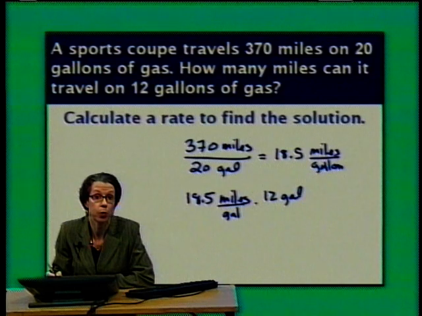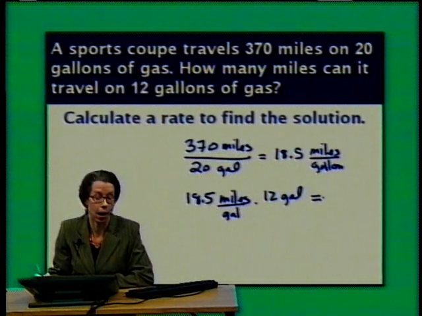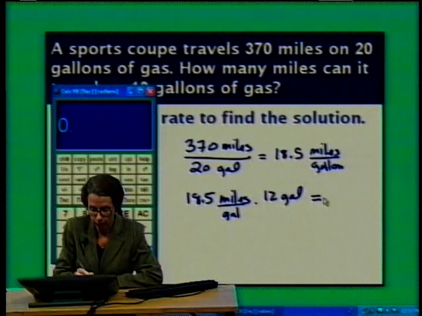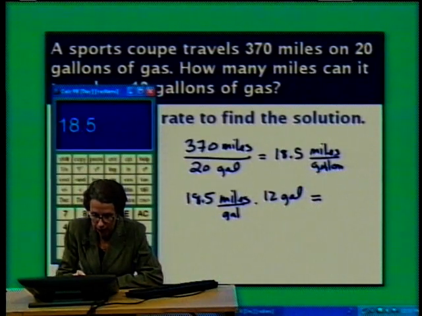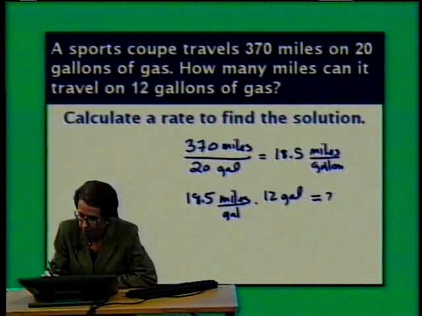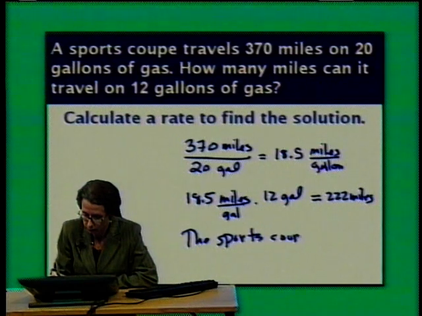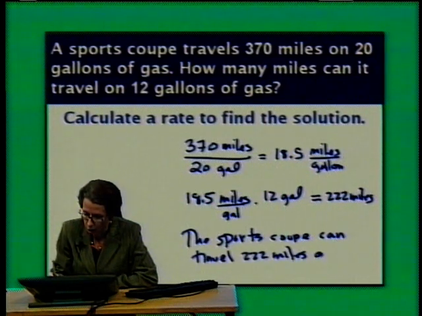Now notice the units will cancel. Gallons over gallons is just 1, and we'll be left with miles. So I'm going to multiply 18.5 by 12. So 18.5 times 12, that's 222 miles. So we can conclude that the sports coupe can travel 222 miles on 12 gallons of gas.